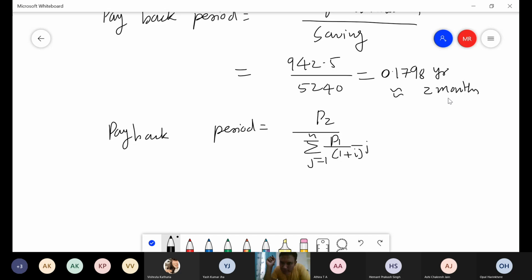Are you all able to get it? Sir, can you explain the payback period formula once again? Have you seen the class notes last? Yes, sir. Just wait, let me open that for you.